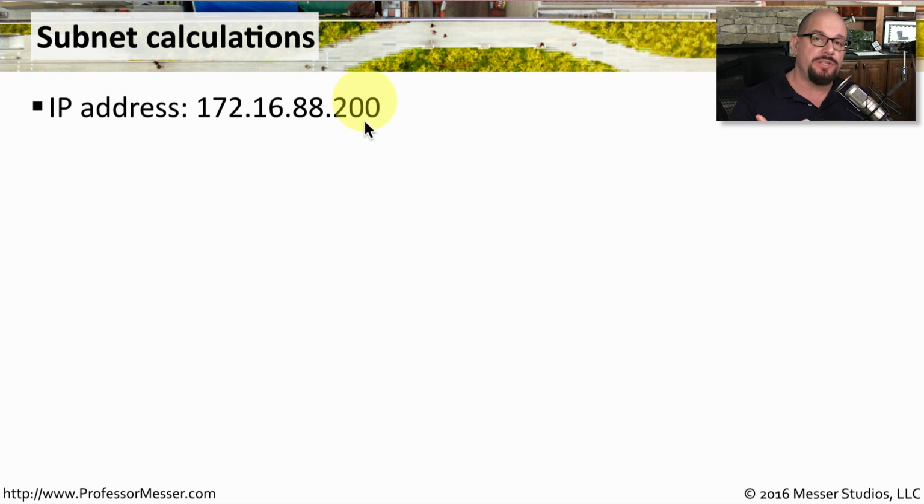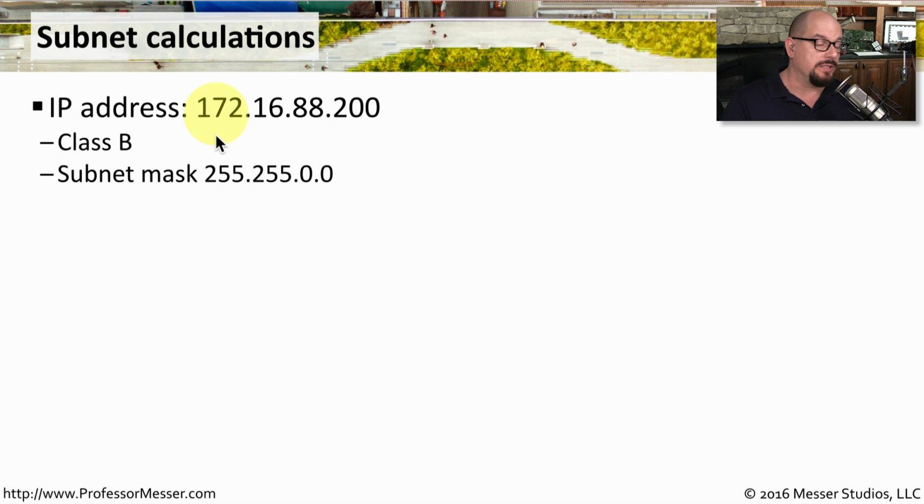Let's perform the same calculations with another IP address, 172.16.88.200. We first need to determine what the default class would be for this IP address. And if we look at the first octet, which is 172, that falls into the range of a Class B IP address. A Class B IP address will then use the default subnet mask of 255.255.0.0. For a Class B address, then, we're drawing the line right in the middle between the 255.255 and the 0.0, which means that we have a 172.16 on one side of the line and 88.200 on the other side.